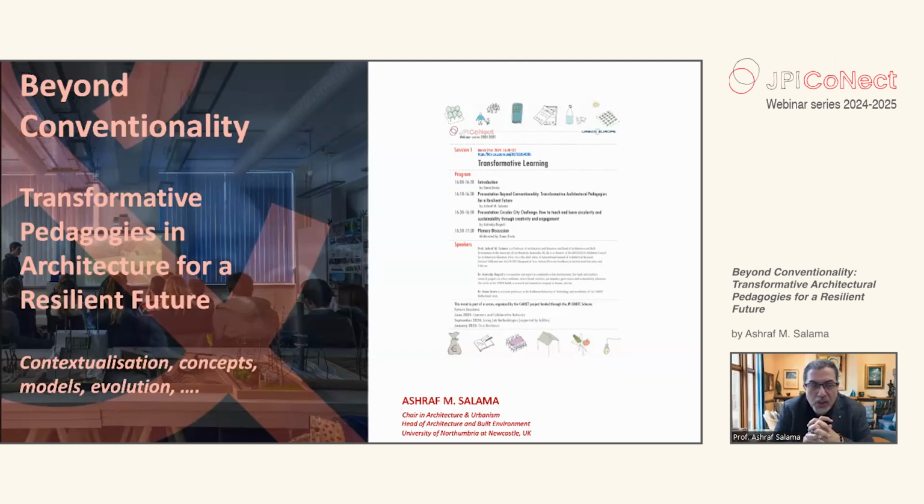It's basically trying to look at the idea of how models of architecture education have evolved over the years and then have reached the current discourse of transformative pedagogy. It's not coming from a vacuum, transformative pedagogy. So I have a long presentation, which is about 45, 50 slides. So I will skip a lot of slides, and hopefully there will be room to share the slides and share the content of the presentation, but I will try to stick to the time as much as I can.